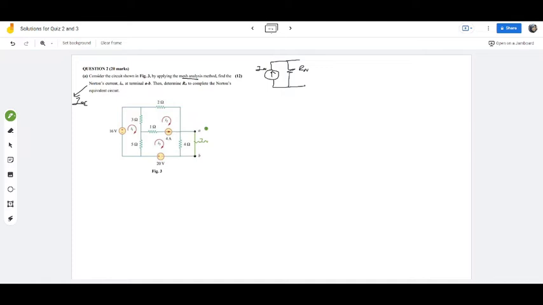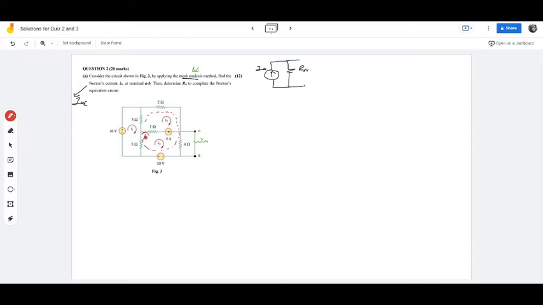Okay, that's number one. Then look into the circuit, and you will notice that you have to use mesh analysis. You don't have to think of any other method. Now when you look at the circuit, you notice that there is a current source in between two meshes. So this is a super mesh question.